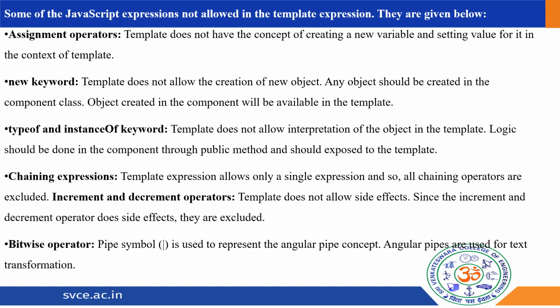Then chaining expression. Template expressions allow only a single expression, so all chaining operators are excluded. Increment and decrement operators: the template does not allow side effects, so since the increment and decrement operators have side effects, they are excluded. The last one is the pipe operator. Here we have to use the pipe symbol to represent the Angular pipe concept. Angular pipes are used for text transformation.